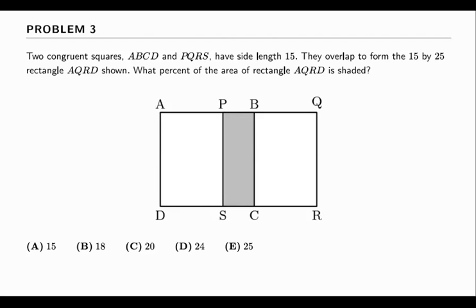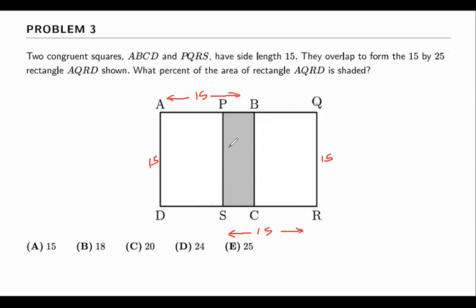So we have two congruent squares, right? A, B, C, D, and P, Q, R, S. That is important, and the sides are 15. So let's write that. So this is 15, and this is 15. It's good to write these. So these are 15, and this is also 15. A to B and S to R, or D to S and stuff, D to C actually. And then the overlap region is 15 by 25.